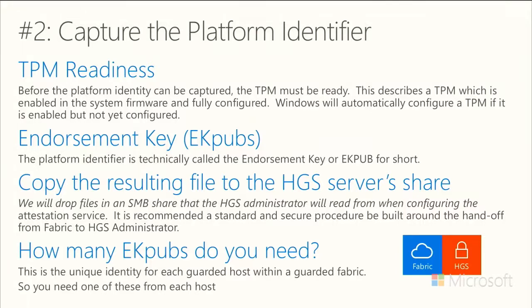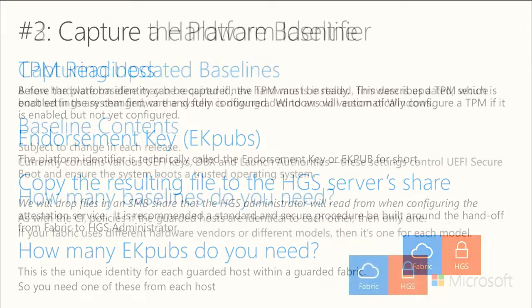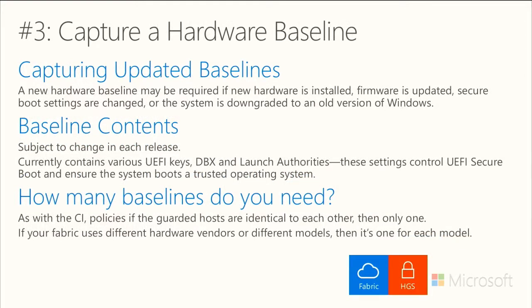Then we went ahead and got the platform identifier. Remember, this is the EKpub. It is that endorsement key from the TPM on the Hyper-V host, the TPM version 2. We copy that endorsement key file over to the HGS server's share, and then we ingest it. And as I mentioned earlier on, you need one endorsement key or one EKpub file for each of the Hyper-V hosts. Third, we took a baseline, i.e.